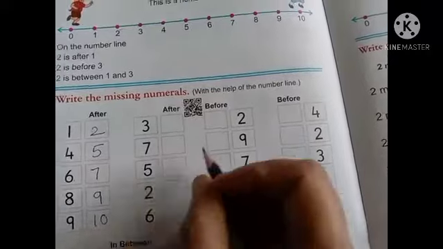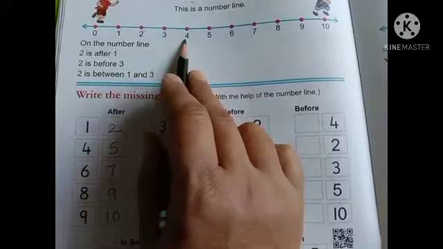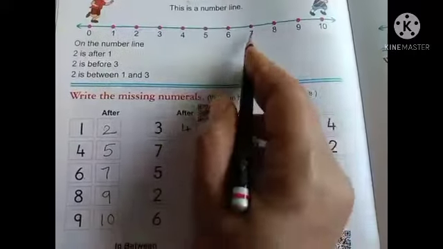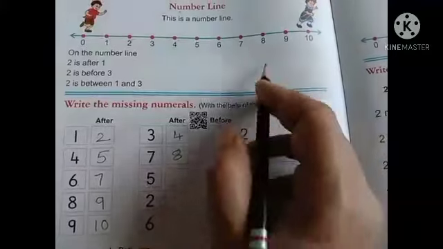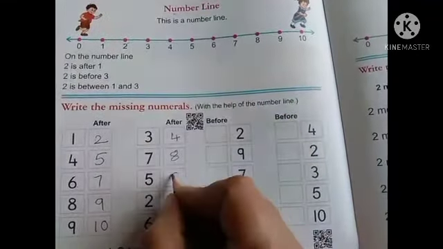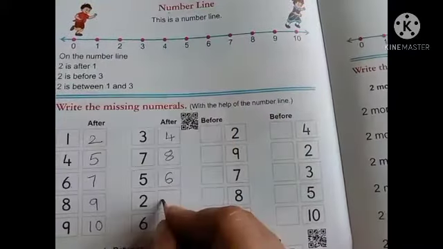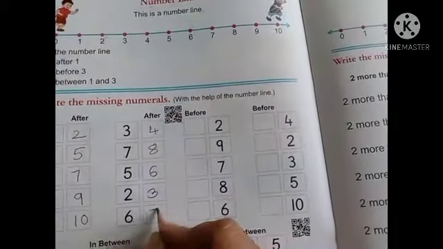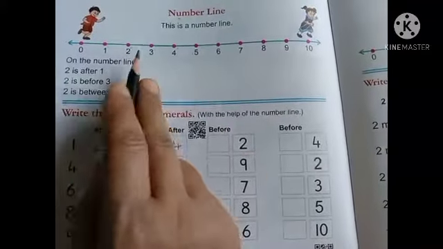See here, 3 after, what comes? 4. 7 after, 8. 5 after, here is 5, after 5 what comes? 6. 2 after is 3, 6 after is 7, okay. These are the after numbers. After numbers means next number.